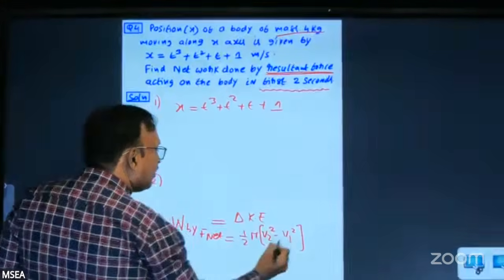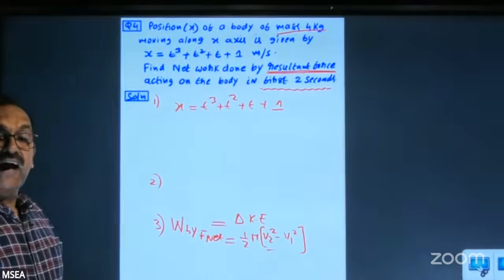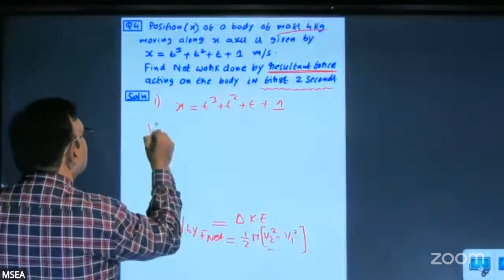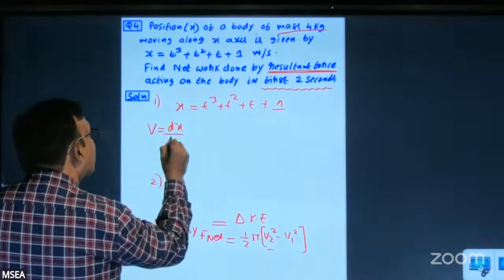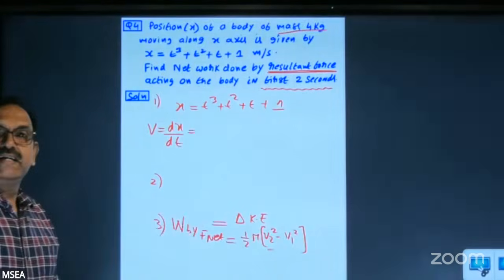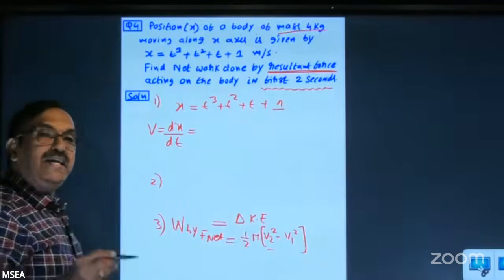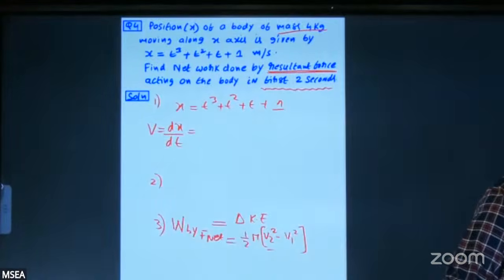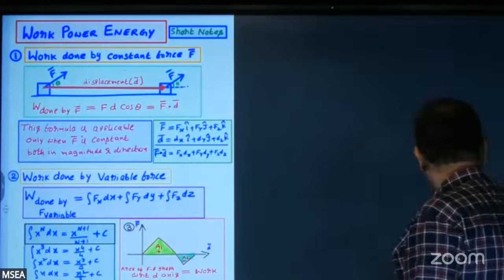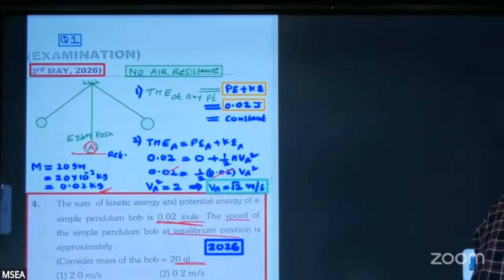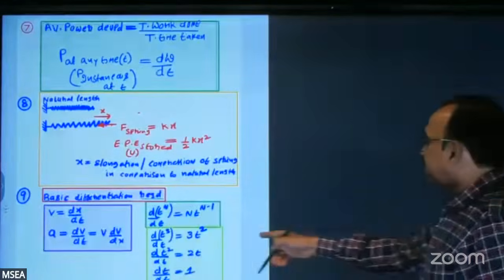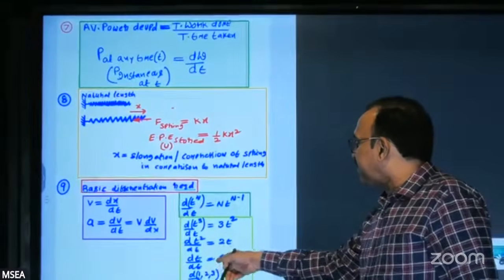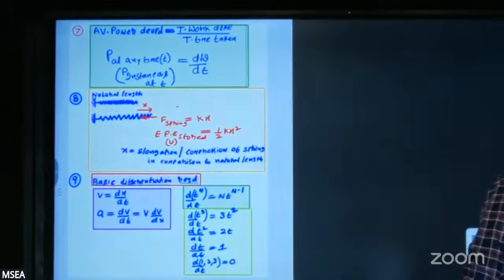The x-t relation is given, but I want velocity. As we were having a quick revision at the beginning of the class, from x, how do you find velocity? By simple but important differentiation. So velocity is dx by dt. Already we know the basics of differentiation. These are the points you have to be good at. Differentiation of t cube is 3t square. Differentiation of t square with respect to t is 2t. Differentiation of t is 1. Differentiation of any number is 0.